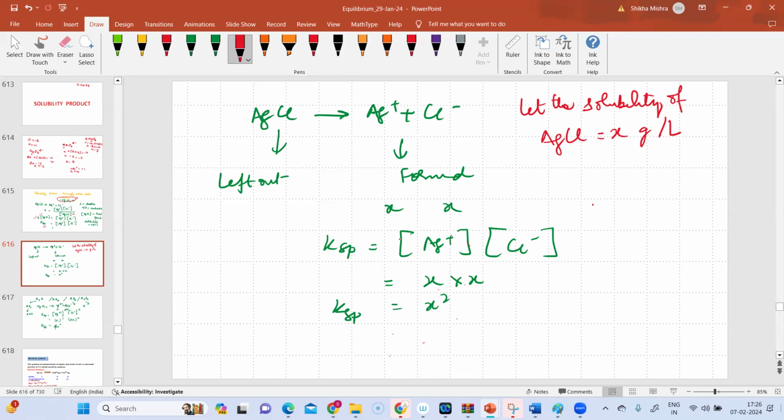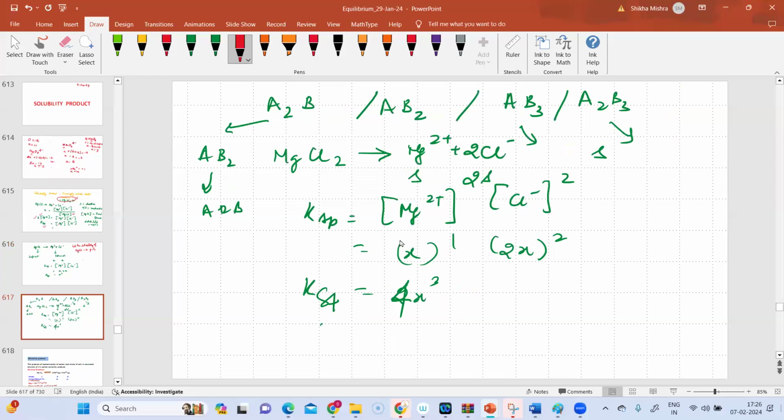Yes, ma'am. Okay. Now for the other compounds, we need to find the expression first. Ksp will never be a fixed formula. Like as you can see, if we have a compound of this category, let's say A to B, I'll be deleting the rest of them.